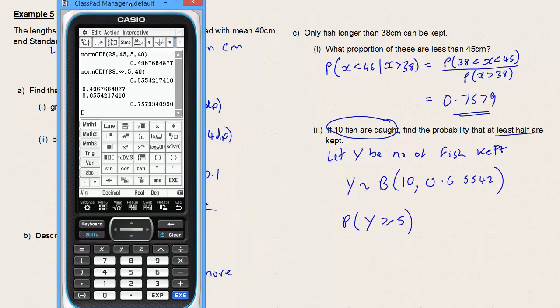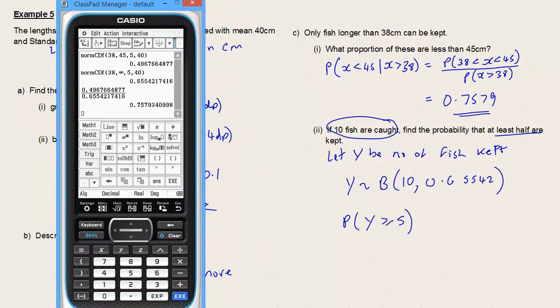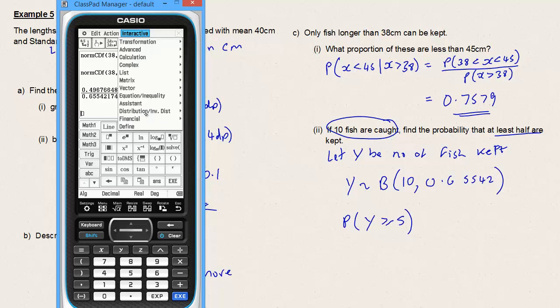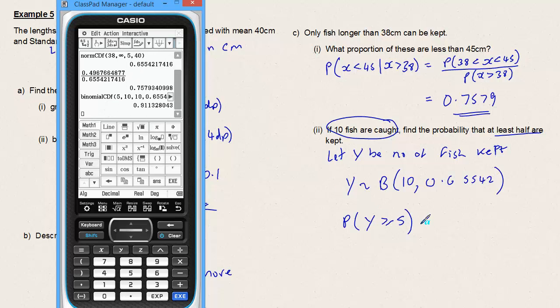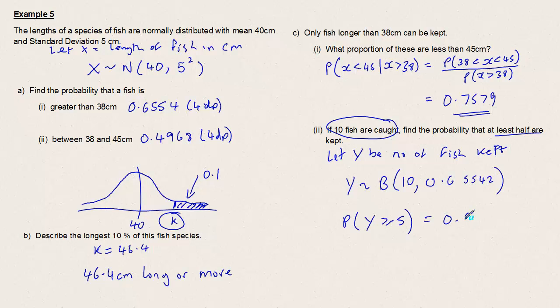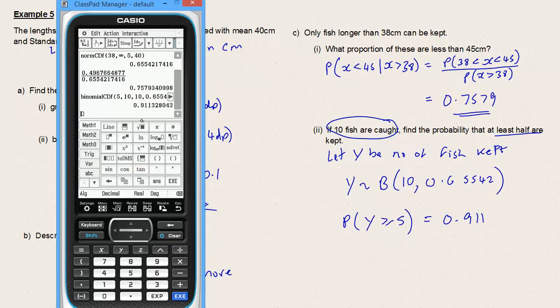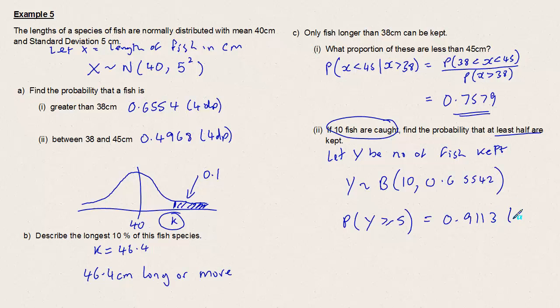Calculator over here so I can see the values while we're working. So we're going to want a binomial CDF, more than one value. So we're going to go from 5 up to 10. There were 10 trials, 10 fish caught. And the probability of success was 0.65542. And that gives us 0.9113 to 4 decimal places.